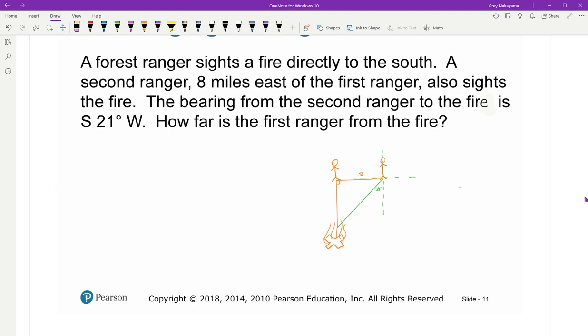Now, in my triangle, I know that this angle right here is 90 degrees. So 90 minus 21 is going to give me my 69. How far is the first ranger from the fire means I'm looking for that length right there. So I have 69, I have 8, and I have x. X is opposite, 8 is adjacent. So I'm going to use my tangent. Opposite is x, adjacent is 8. My variable's on the top, so I just multiply those two together, and I get that x is 20.8, and so it's 20.8 miles.